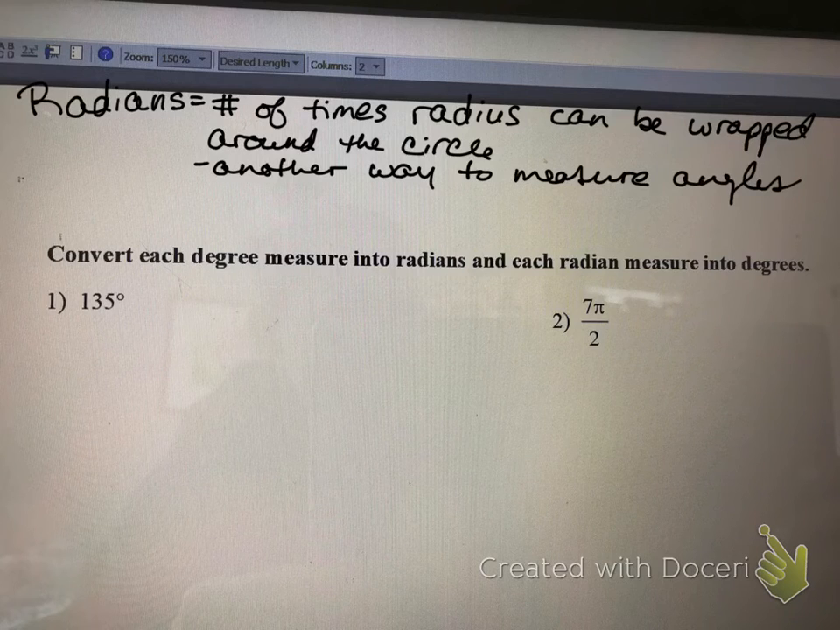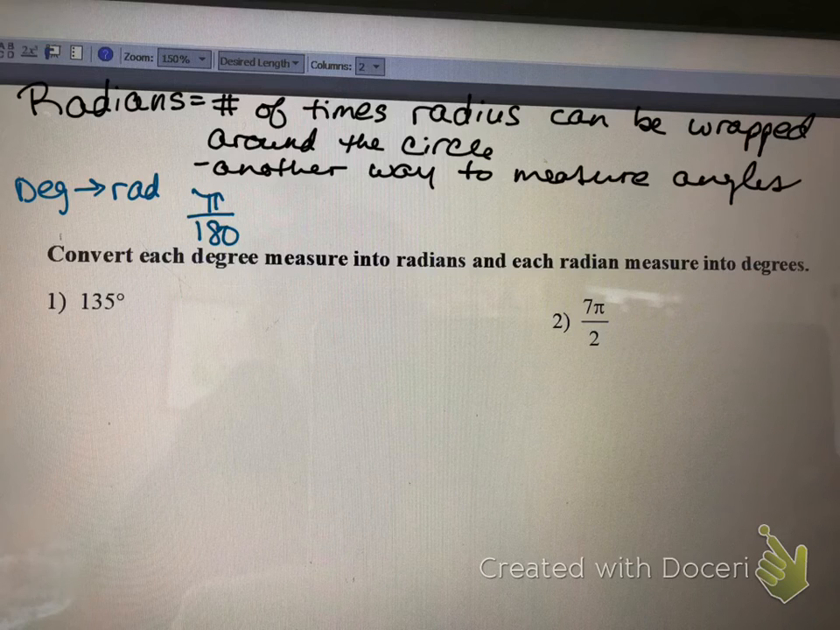So first thing we're going to look at is converting between the two forms. To go from degrees to radians, radians normally has a pi in the answer. So we are going to multiply whatever the degree is by pi over 180. And the way I remember that is because there's a pi in the answer, pi has to be on top.